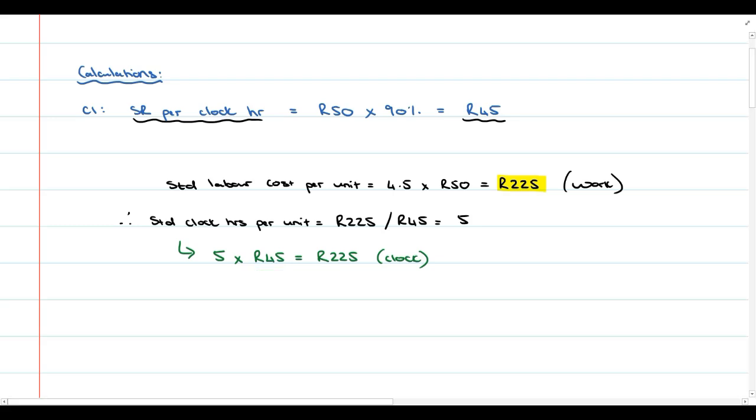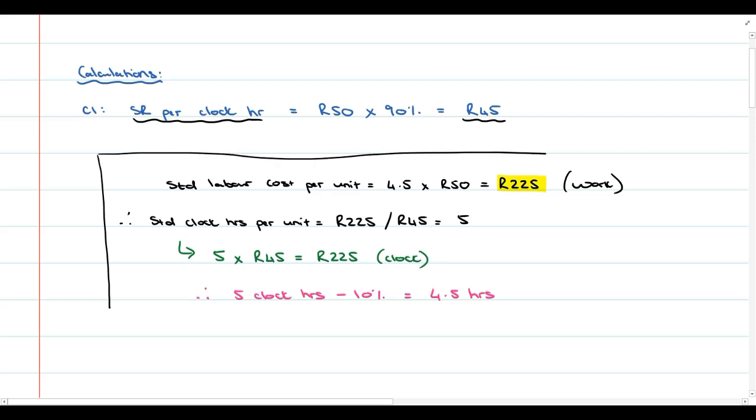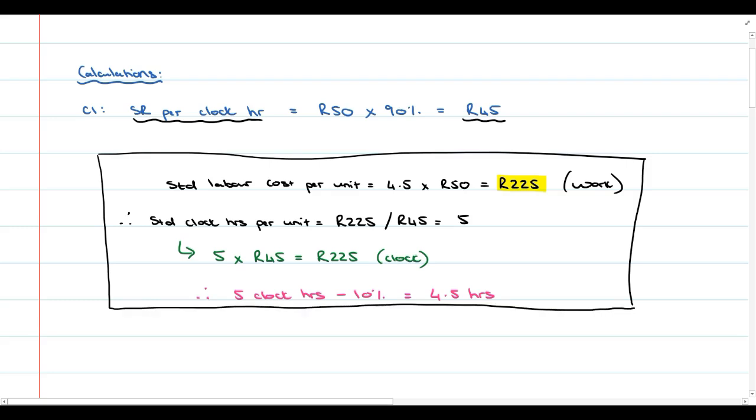And you can also test the logic by saying, according to the standard, it should take 5 clock hours to produce a single unit. And if the workers are idle 10% of the time, that means they're only working 90% of the time, which means they are only working 4.5 hours. So that shows you the logic. Please note these calculations are not necessary. You did not need to perform these calculations in order to calculate the labor variances. I've just included these calculations over here to make sure that you guys are happy with the logic. Make sure that you are happy with that logic, please.